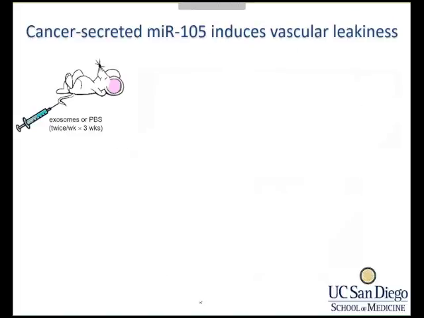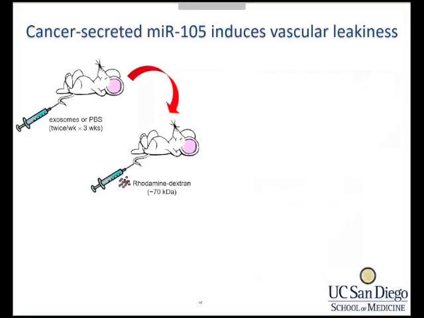So in vivo, we also confirmed the leakiness inducing function of secreted miR-105. In this case, we also pre-treated the mice with exosomes high in miR-105, followed by injection of the same rhodamine dextran dye through the tail vein. And we then perfused the animal to remove all extra dyes in the blood and only focus on those that have penetrated the blood vessels in a given organ and indicating vascular leakiness in such organs.